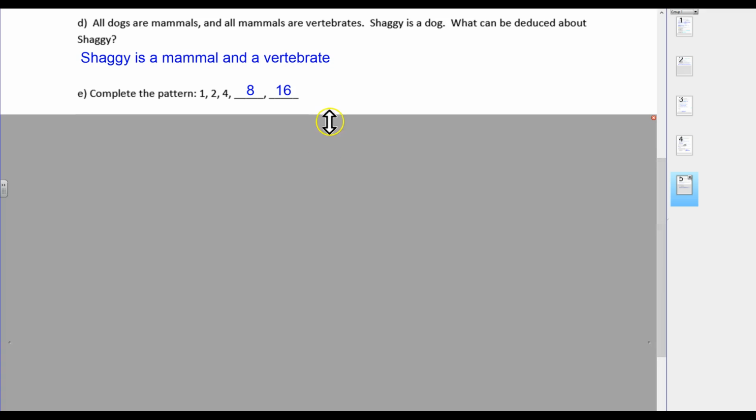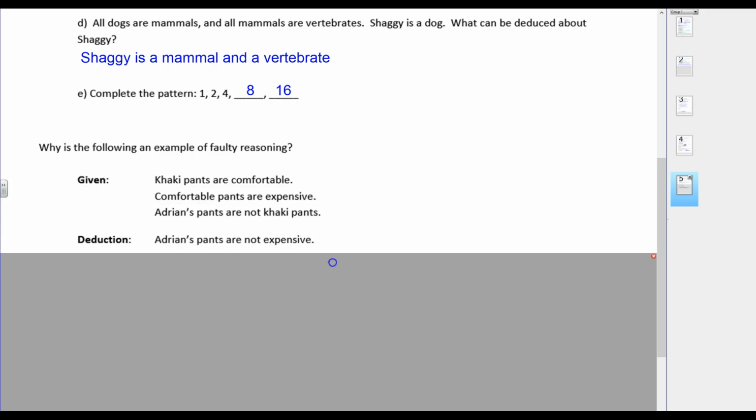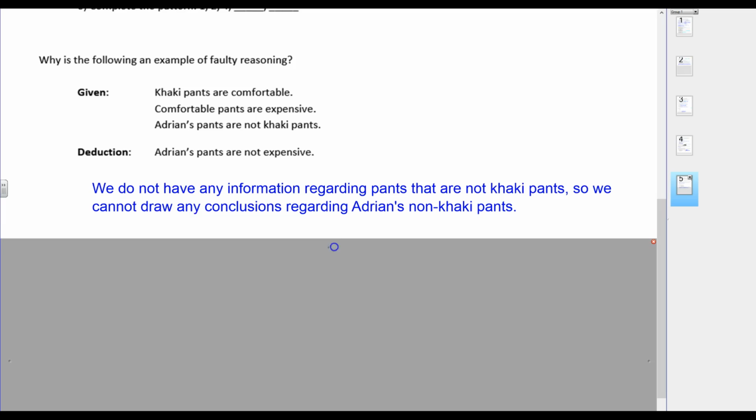All right, and then now one last question, friends. Why is the following an example of faulty reasoning? Khaki pants are comfortable. Comfortable pants are expensive. Adrian's pants are not khaki pants. Deduction: Adrian's pants are not expensive. The only thing we have information about is khaki pants, and we conclude that Adrian does not have khaki pants. So we actually don't have any information regarding pants that are not khaki pants, so we cannot draw any conclusions regarding Adrian's non-khaki pants.